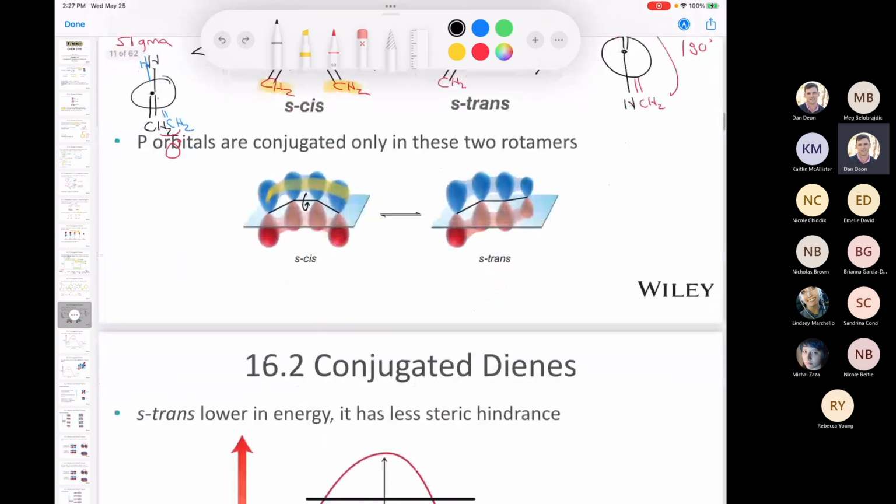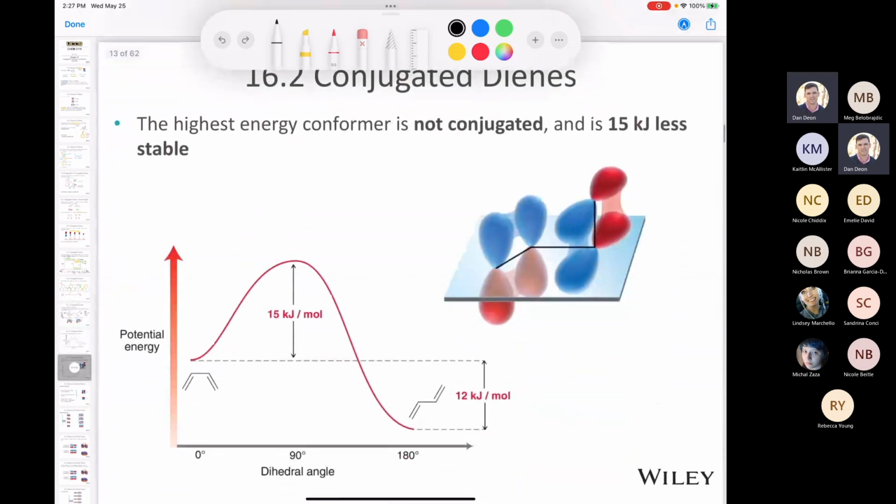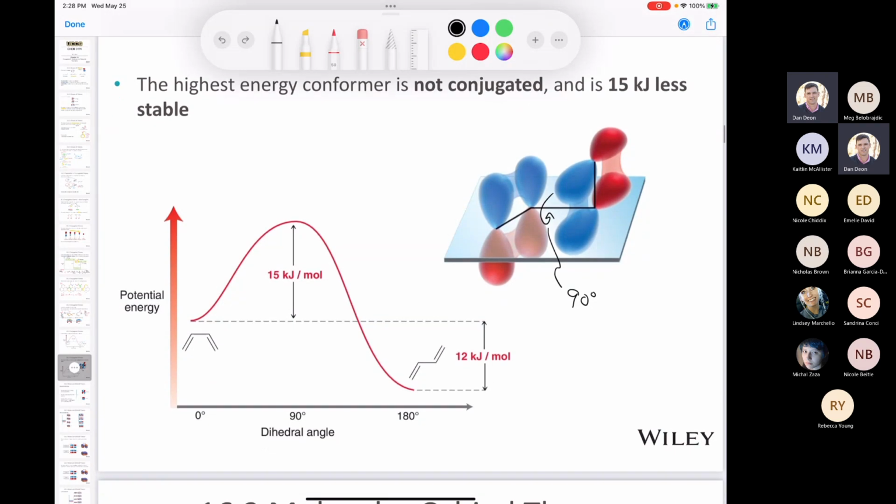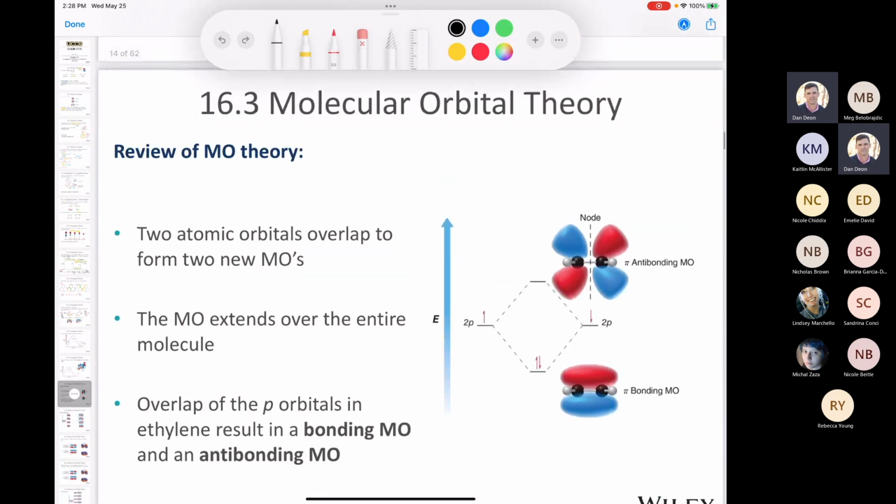So check this out. What it would look like is something like this. The higher energy conformer is not conjugated. This is where you've rotated that bond, not 180, but only 90 degrees, but you've got to rotate it 90 in order to get it to the full 180. And so now you don't have full conjugation, do you? And what did we see before? We saw that conjugation equals stability. So now you've broken that stability up, and that's why it costs you so much energy to rotate that bond, to go from the S-cis to the S-trans.